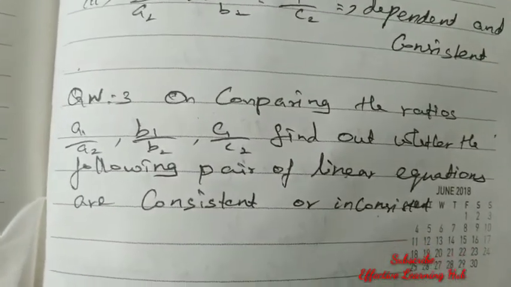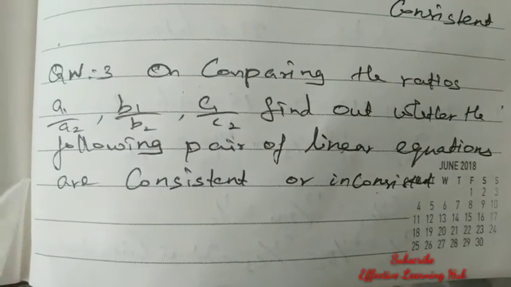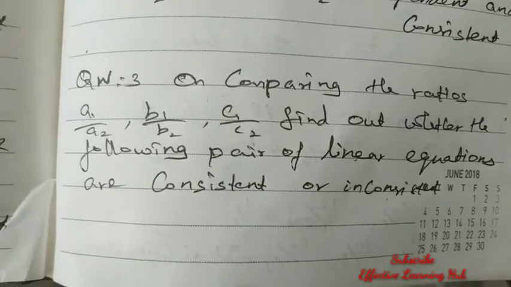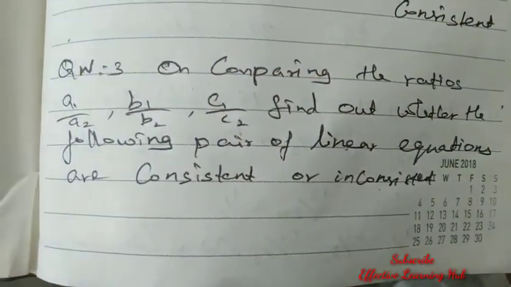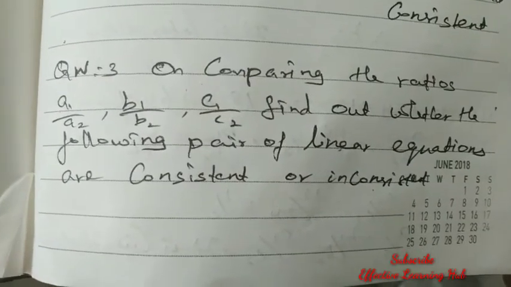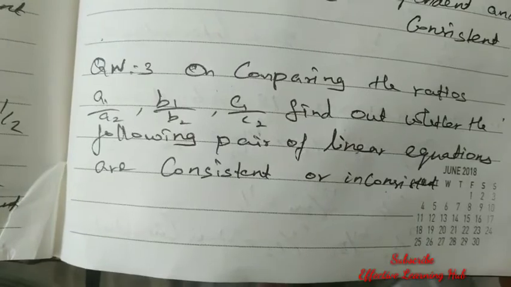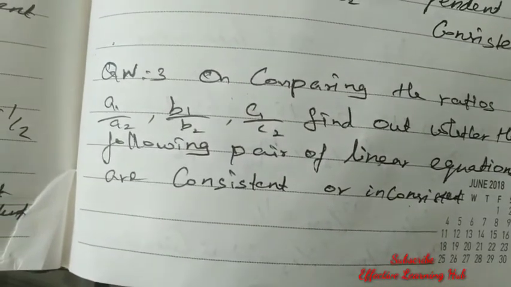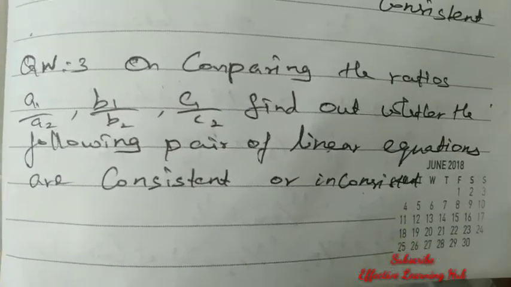Inconsistent. a1/a2 not equal to b1/b2 means consistent. a1/a2 equal to b1/b2 not equal to c1/c2 means inconsistent. Last one, a1/a2 equal to b1/b2 equal to c1/c2. Dependent or consistent? Dependent, also consistent. Consistent also, right, no problem.